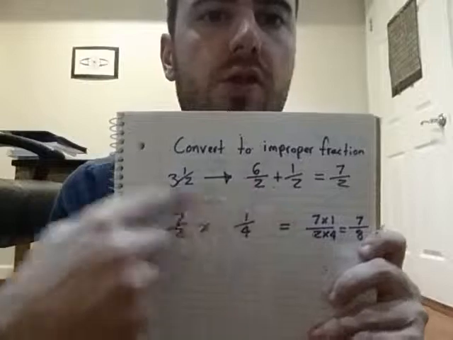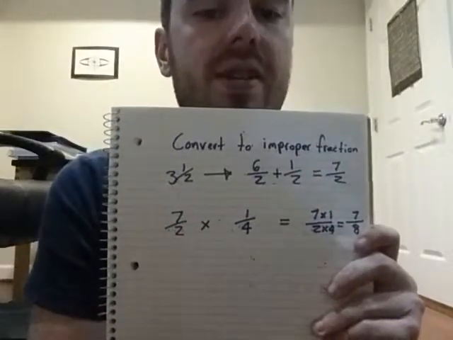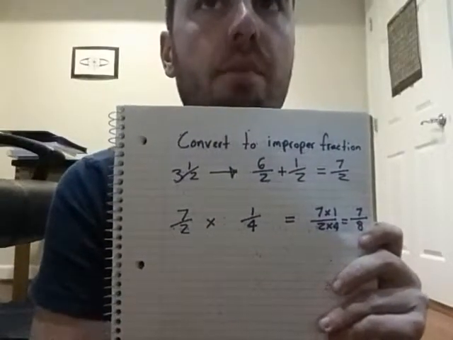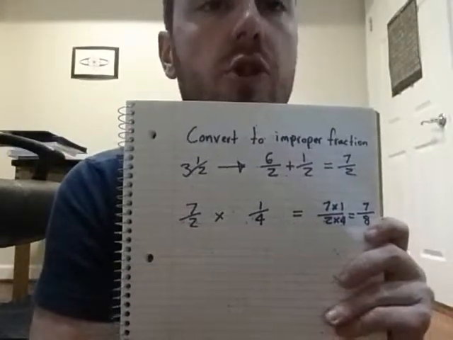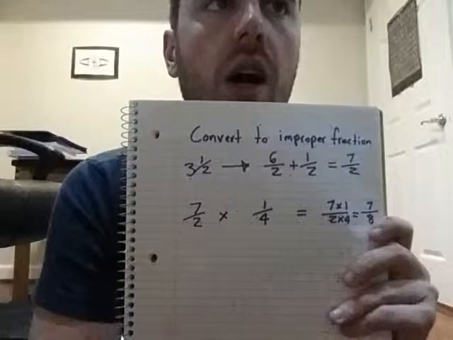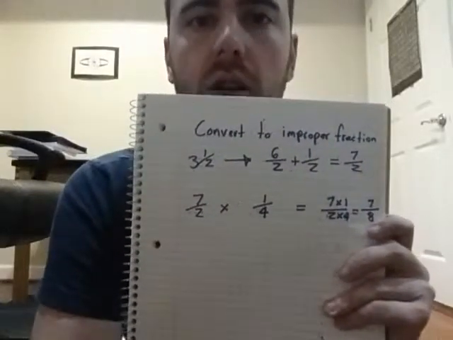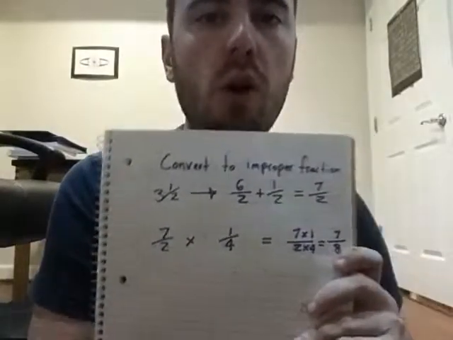So this strategy I find the simplest when multiplying a mixed number with a fraction, and it also works if you have two mixed numbers as well, okay? All right, so hopefully that made sense. If you have any questions, let me know. I'll give you some practice problems to work on in class.